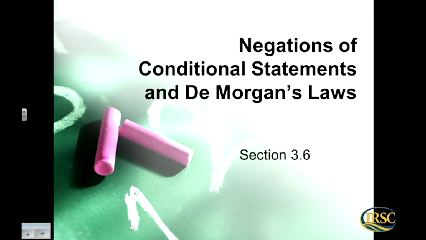Okay, so in 3.6 we learn a little bit more about some of the equivalent statements that you can form. So we're going to start out with the negations of conditional statements and De Morgan's law.